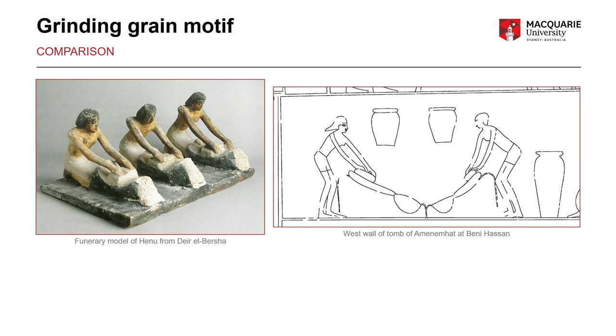This holistic perspective also enables the positioning of the miller's hands on top of the grinding stone to be clearly conveyed, as the models could offer a top-down view as well as a side view. In the model of Henu, the miller's hands are placed evenly side by side on top of the stone, whereas in the wall scene of Amenemhat, the artist has placed one of the miller's hands in front of the other so that both can be seen. These minute differences result from the contrasting technical properties of wall scenes and funerary models, and reveal that each design had to be specifically created according to the capabilities of that medium.